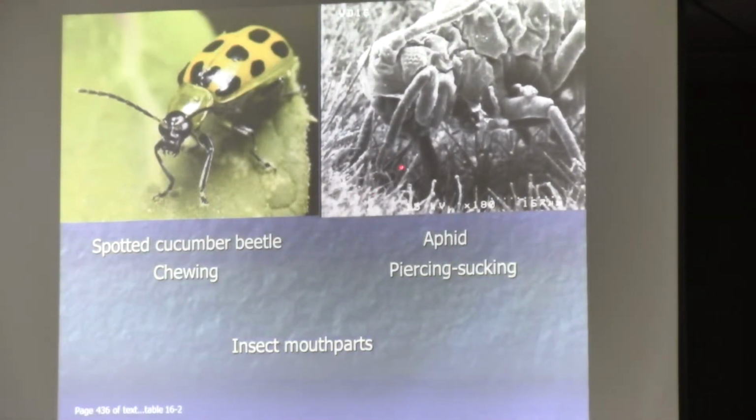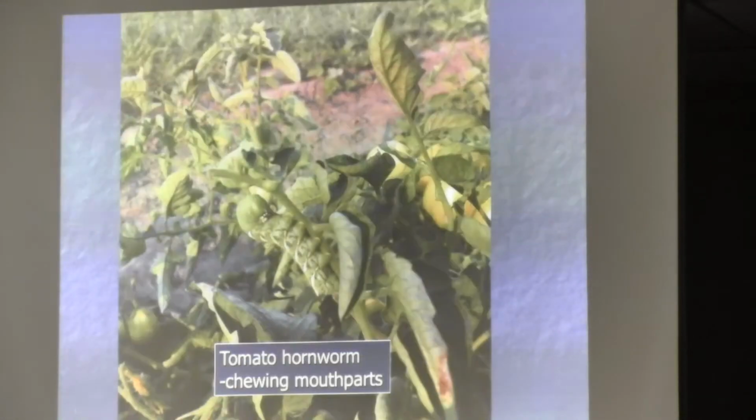Then we have an aphid. This is actually a microscopic image of an aphid, and I'll make it out here. But they have a needle-like mouth part. It's just like a spear, like a straw. It probes into the plant, sucks plant juice out into its mouth, and that's how it's feeding.